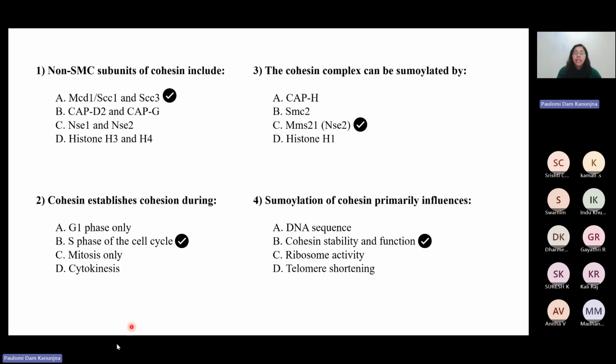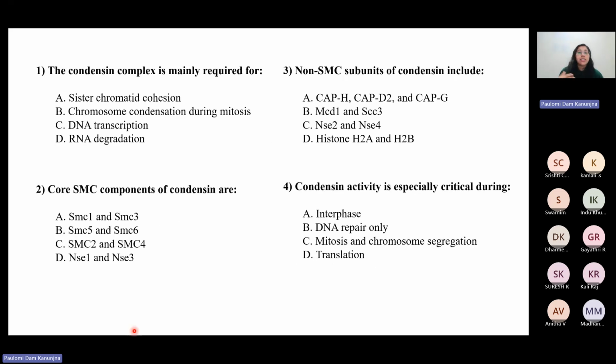Okay. Next set of questions. You can just now look at the questions and try to make a mental note of it. But this PPT will be available to you as both PPT and as a recording of the lecture, so you can always revise later, right? The first question here: the condensin complex is mainly required for what? So now we are moving to condensin. We are done with the first set of SMC proteins, which is cohesin. Now we come to condensin.